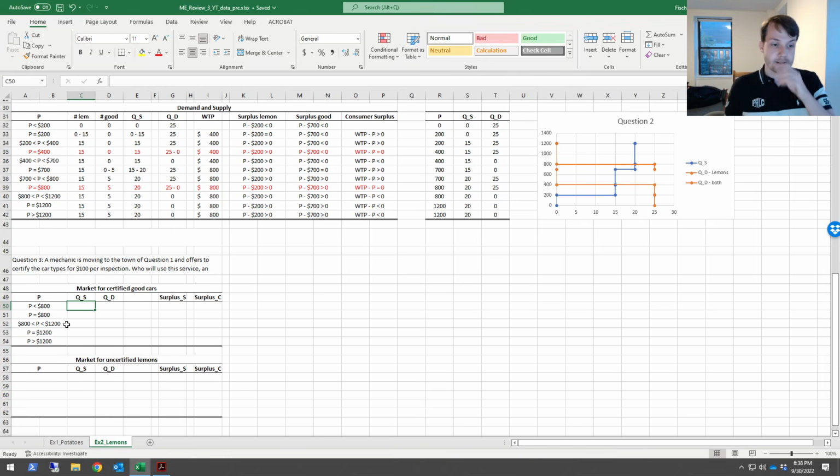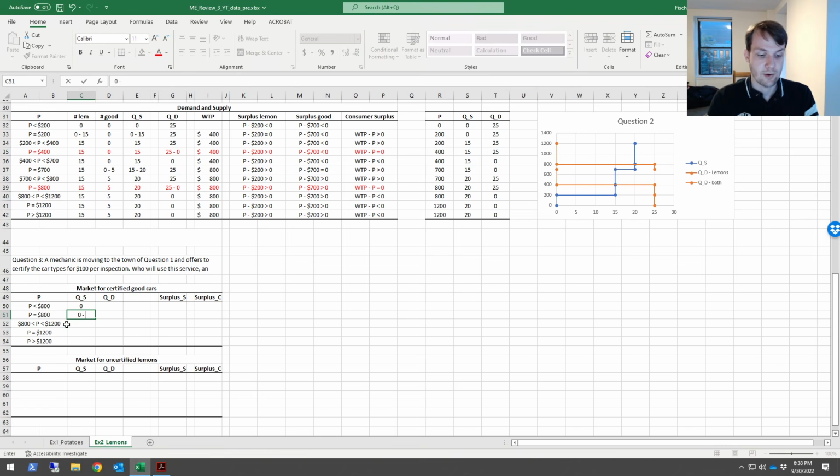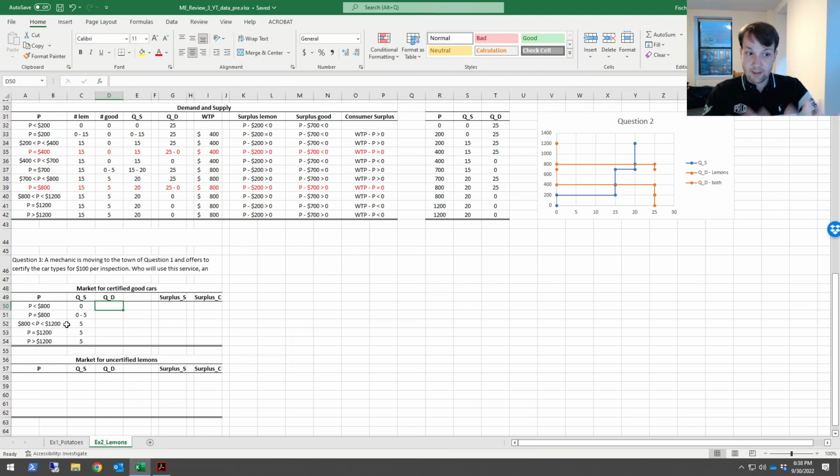We know all the owners of the good cars are not going to be willing to sell anything at a price of less than 800. At 800, they're willing to sell anywhere between 0 and 5 cars, and for all prices above, they're willing to sell 5. Demand, we know, is for a good car. This is a market with only good cars, so no adverse selection, no asymmetric information anymore.